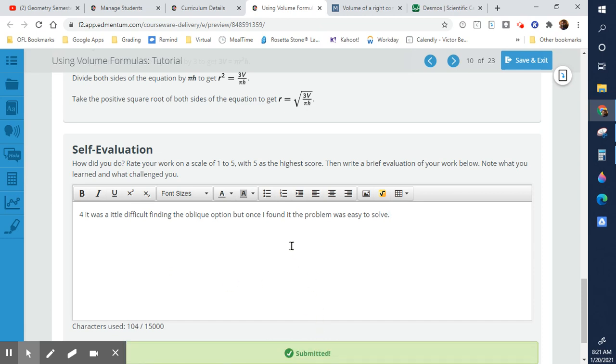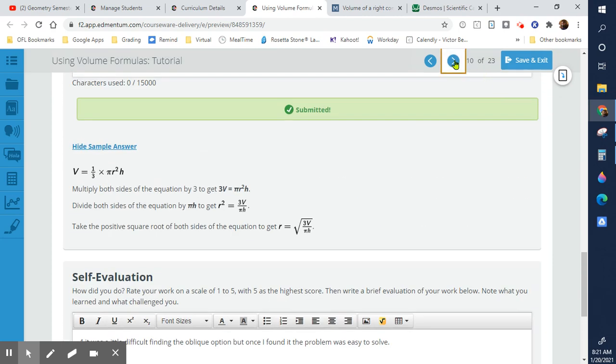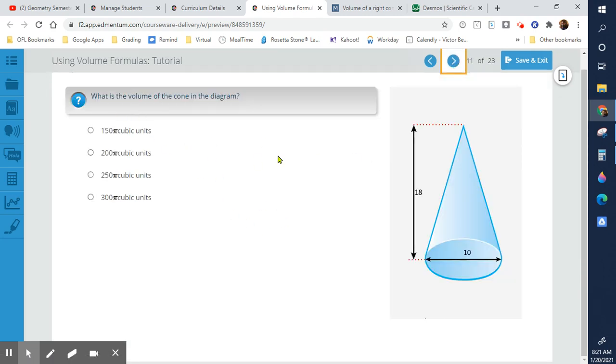All right, and we're about halfway done with this module. Well, with this tutorial, to be more accurate. All right, so moving on here, now we need to find the volume of this diagram.